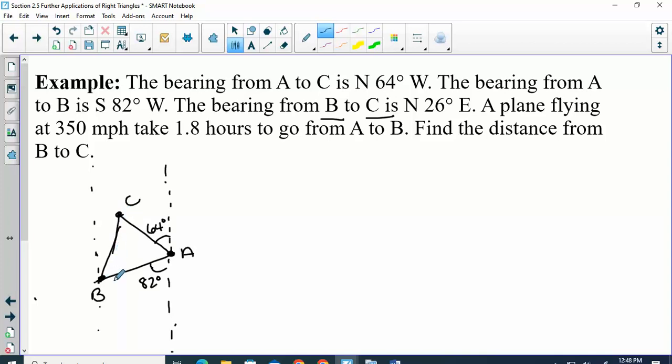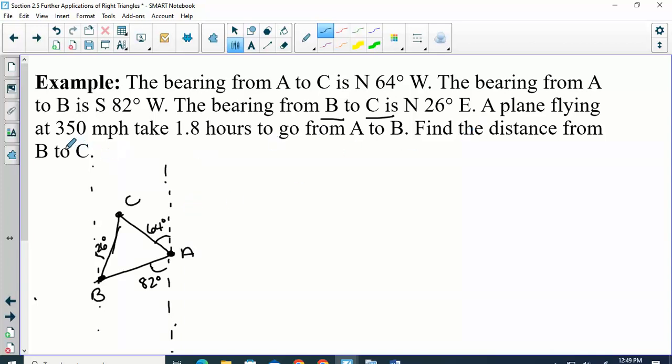But that angle is not inside my triangle. That's from the north-south line. That was 26 degrees. So I don't have any angles given in my triangle right now. Is everyone with me? Let's see what else we're given.